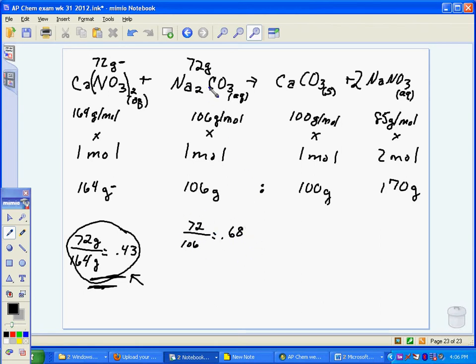We've got excess of this sodium carbonate here, and it's not going to be used in your reaction because this is going to be your limiting reactant. This is what's going to limit your whole thing. So now we're going to work with this ratio right here.